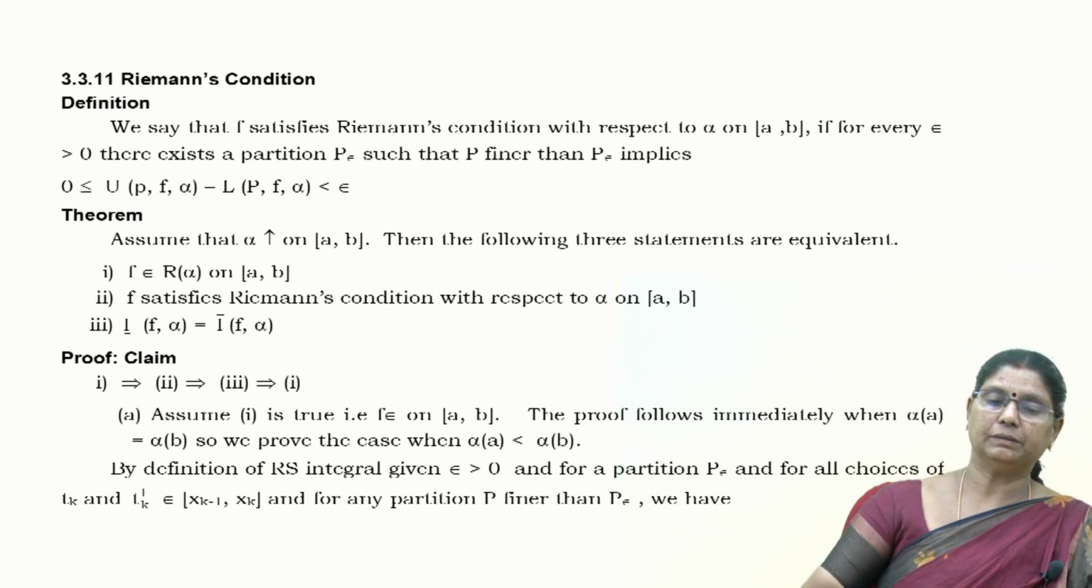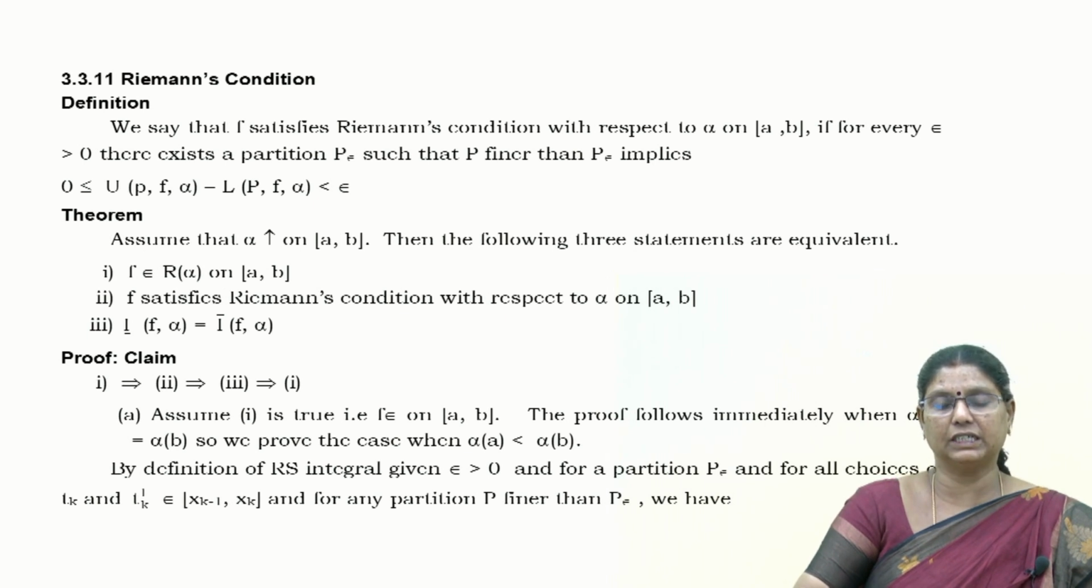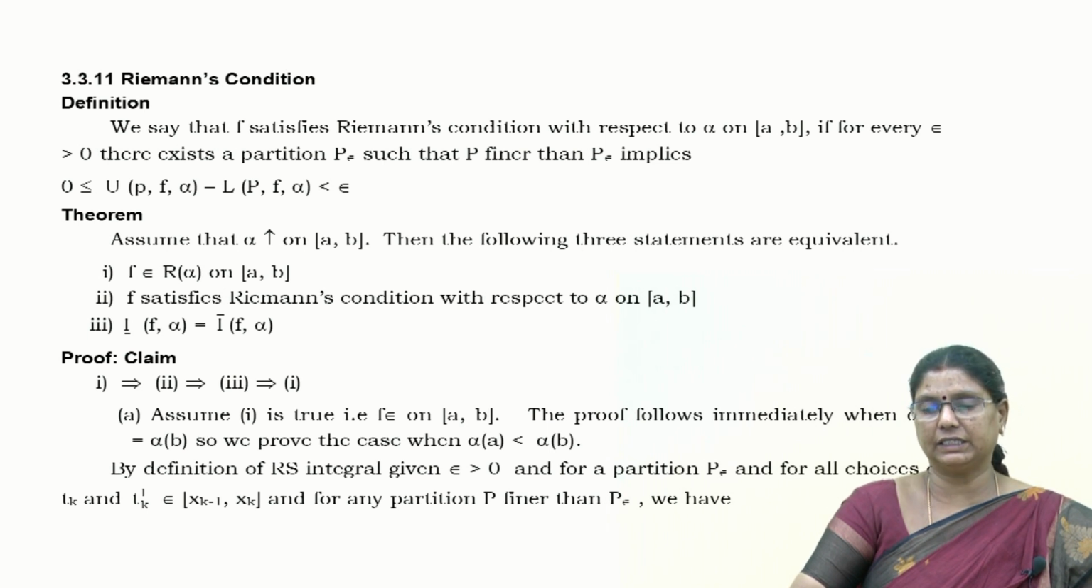The theorem states: assume that alpha is increasing on the closed interval [a, b]. Then the following three statements are equivalent. First, f belongs to R(alpha) on [a, b]. Second, f satisfies Riemann's condition with respect to alpha on the closed interval [a, b]. Third, the lower integral of f, alpha equals the upper integral of f, alpha. First, we assume that alpha is an increasing function and that f belongs to R(alpha) on [a, b], and we prove the second. Based on the second, we prove the third condition, and the third condition gives the first one again.